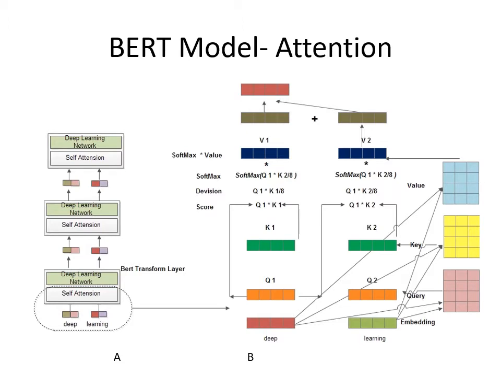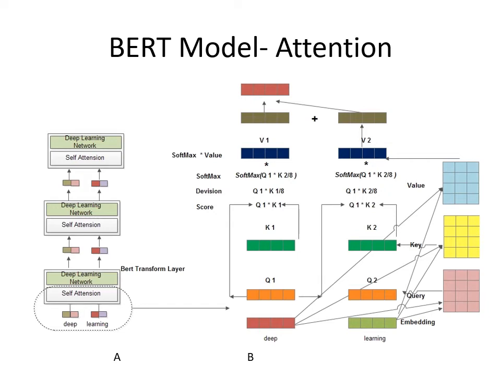Then the slides talk about attention. This example with the sentence "Deep learning" is used to illustrate the embedding generation step for the word "deep". Initially, the embedding vector is multiplied with the query, key, and value matrices to generate the query, key, and value vectors. Then the query vector is multiplied with every word's key vector and with its own key vector.